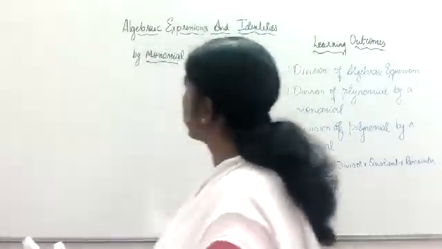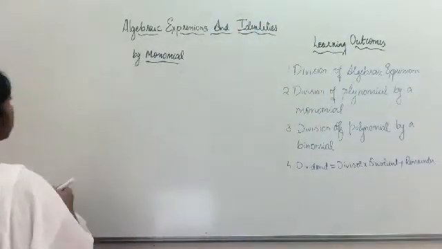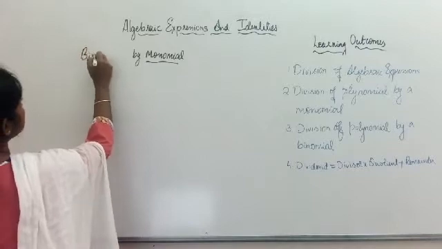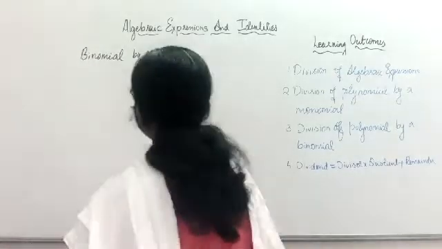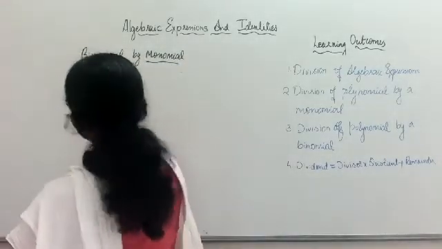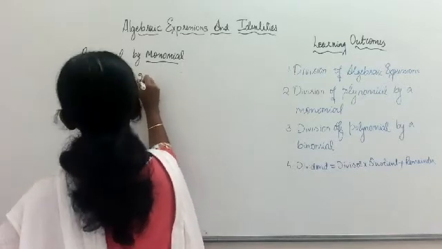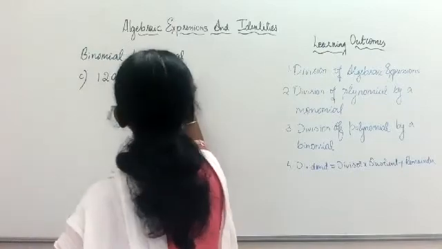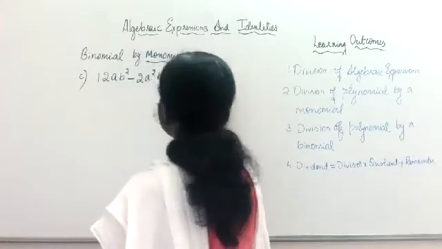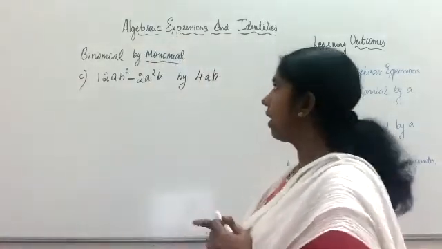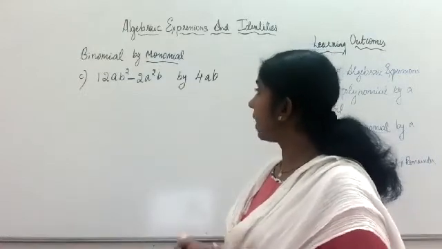Next we will go for the binomial by a monomial division. So binomial by a monomial. So next question, let us see. That is 12AB square minus 2A square B by 4AB. Given. Now how to simplify this? 12AB square minus 2A square B by 4AB.